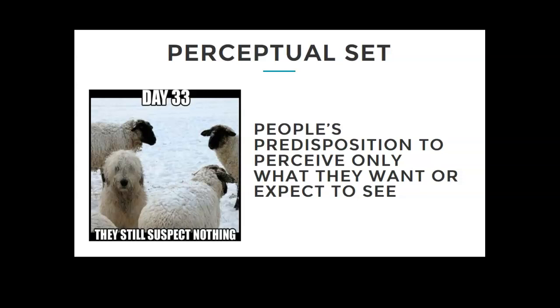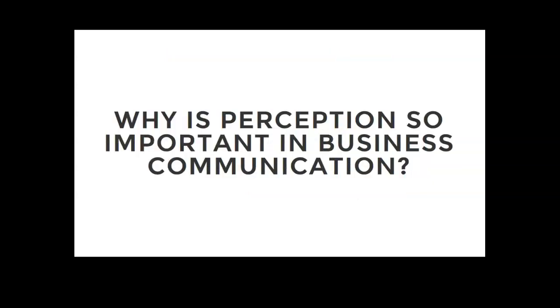The idea of a perceptual set is the idea that people have a predisposition to perceive only what they want or expect to see. So I love that picture there. When you start to think you're looking at sheep, and of course there's a sheepdog there. An equally valid motto there might be, I'll see it when I believe it. I'll repeat that. I'll see it when I believe it. Our perceptual set influences how we make sense of people and circumstances and events. It relates back to stereotypes. Why is that so important in business communication?